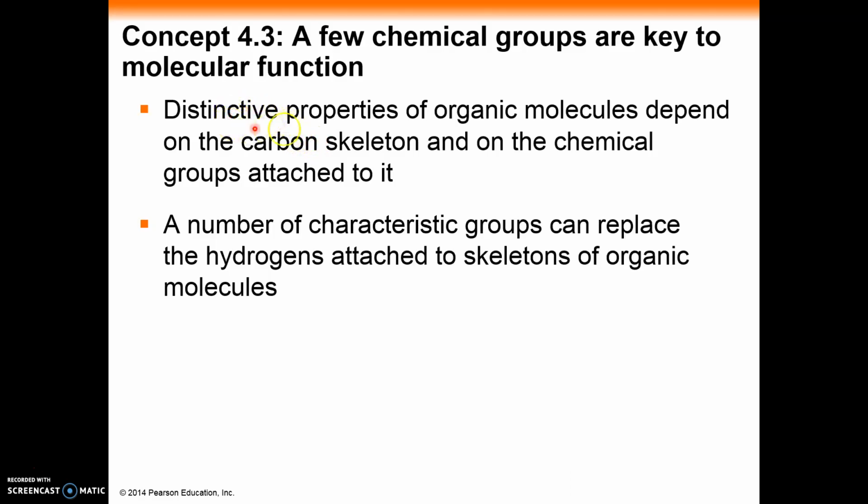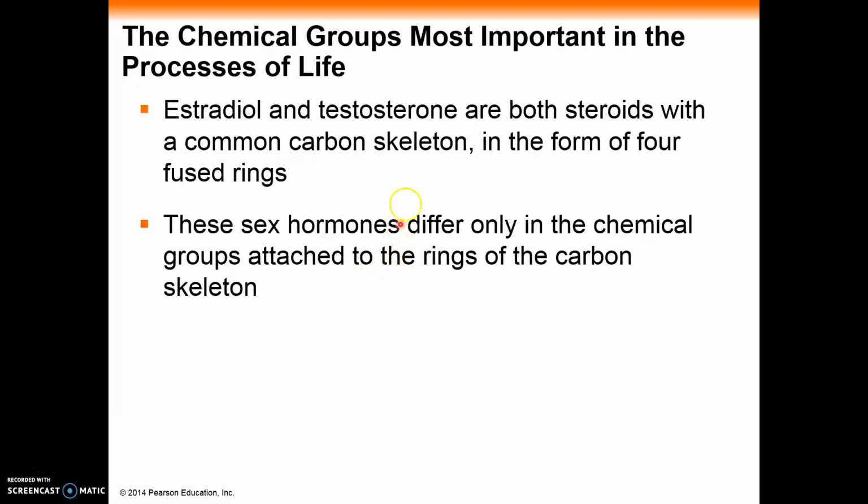So all of the distinctive properties of these organic molecules depend on the carbon skeleton, but also on these chemical groups attached to it. The carbon skeleton itself is fairly inert in that it's not very reactive. It's these other groups attached to it that really make the difference. So let's take a look at how that plays out here. So let's take two compounds, for example.